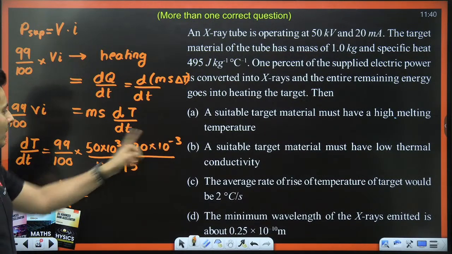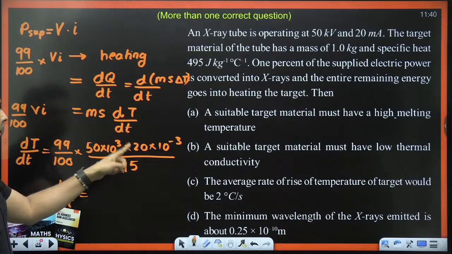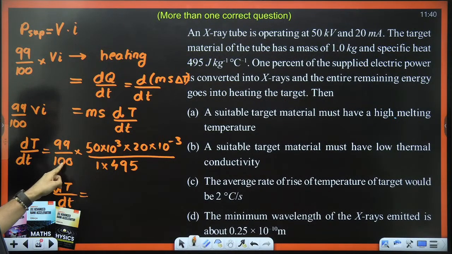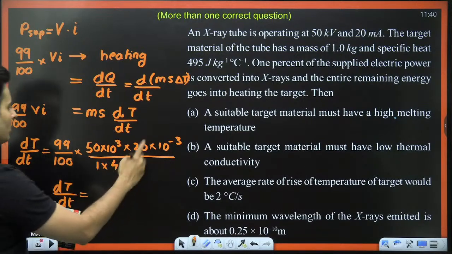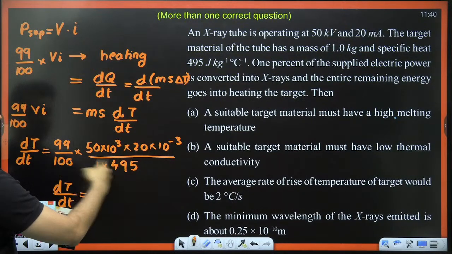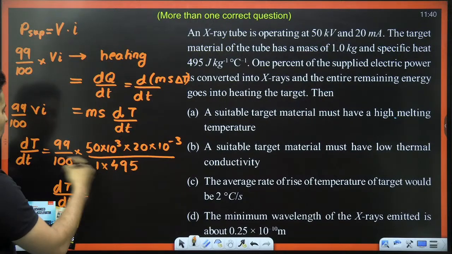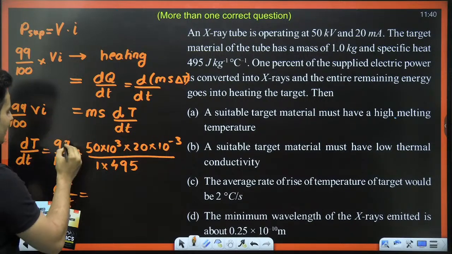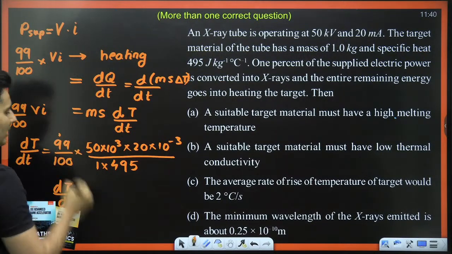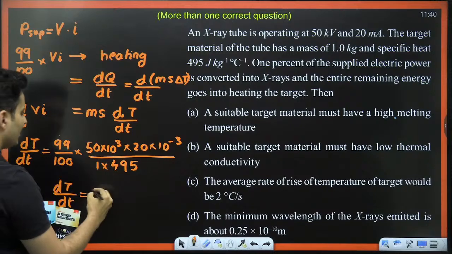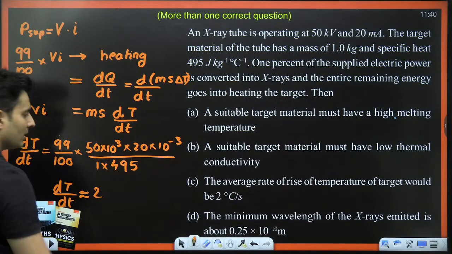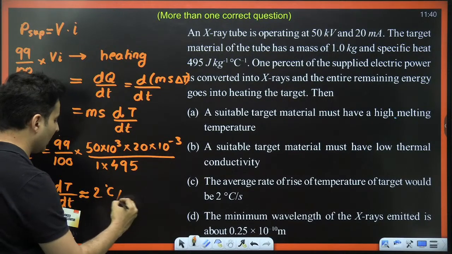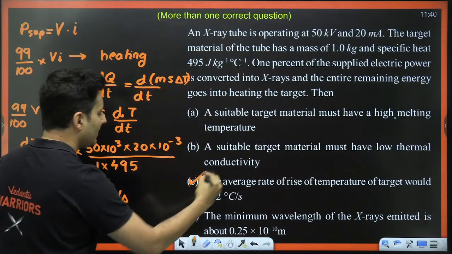10 to the power 3 and 10 to the power minus 3 cancel. 50 into 20 is 1000. So 1000 here and this over here, so 2 zeros cancelled. This is coming out close enough. 99 and 100 are almost like 1, guys. This ratio is almost like 1, so forget this. It is coming out close enough to 2. Change of temperature, so degree Celsius per second. So yes, option C is also correct.